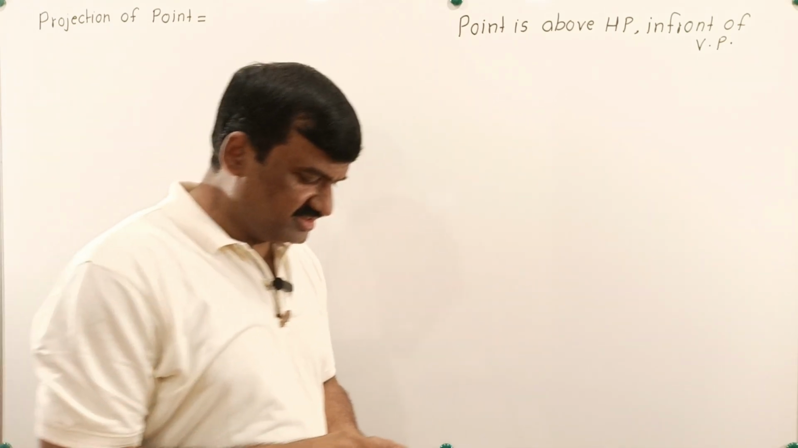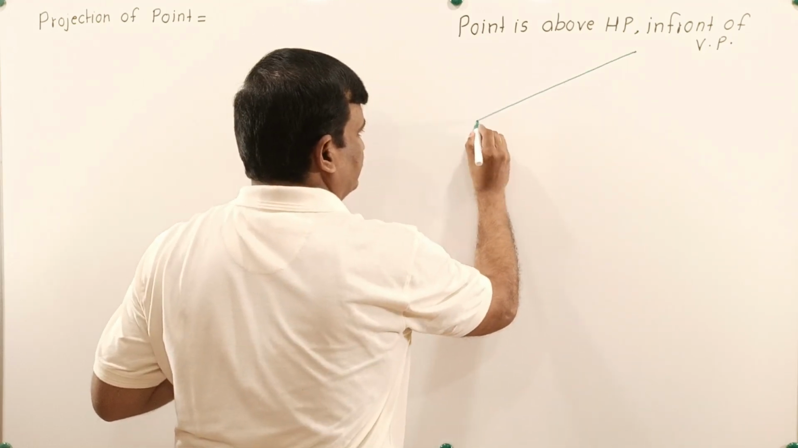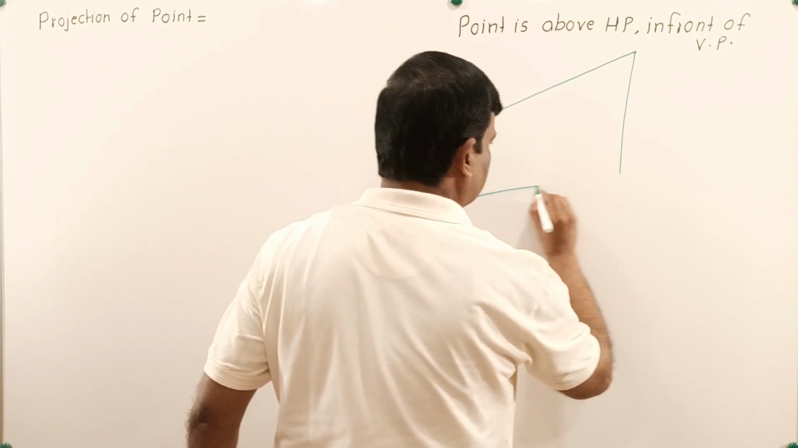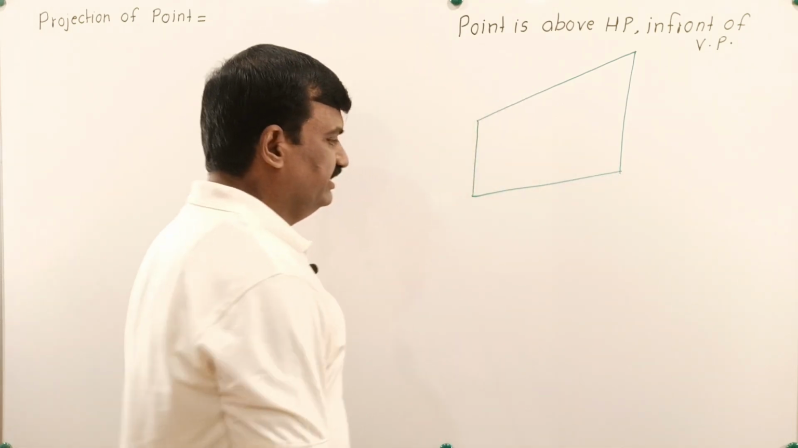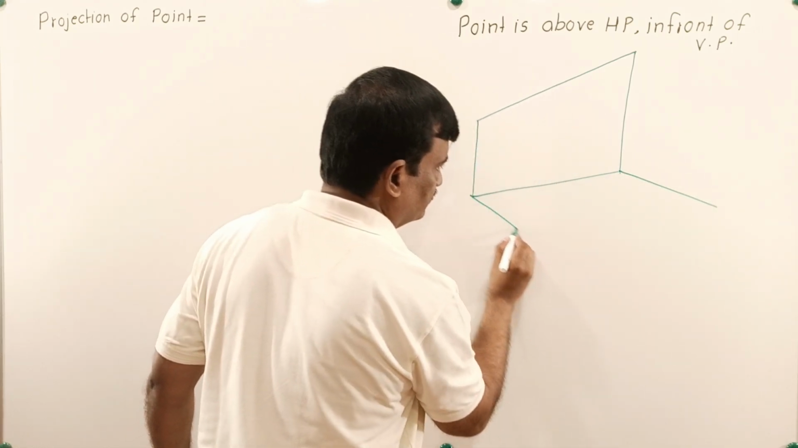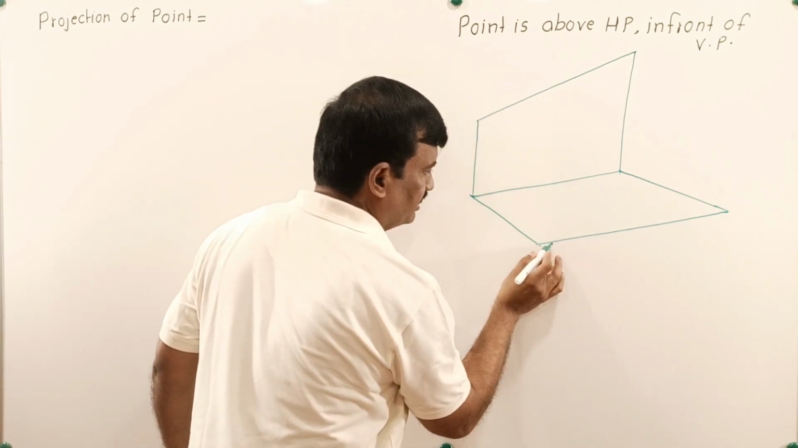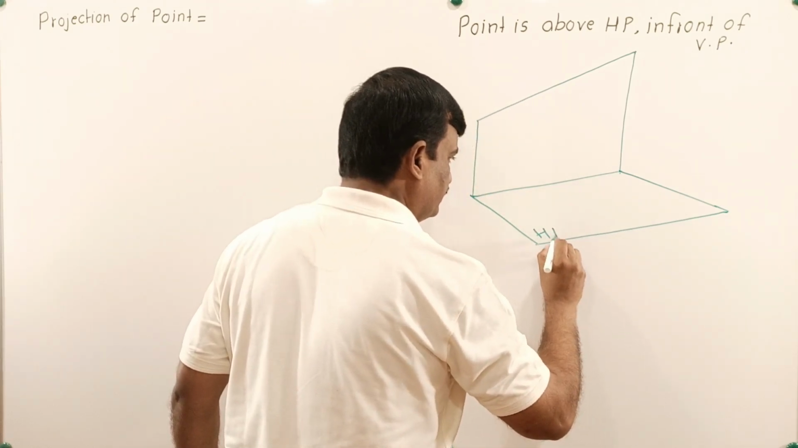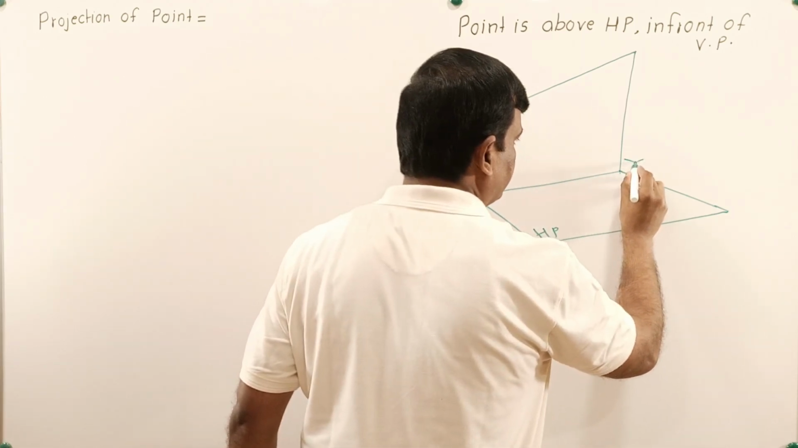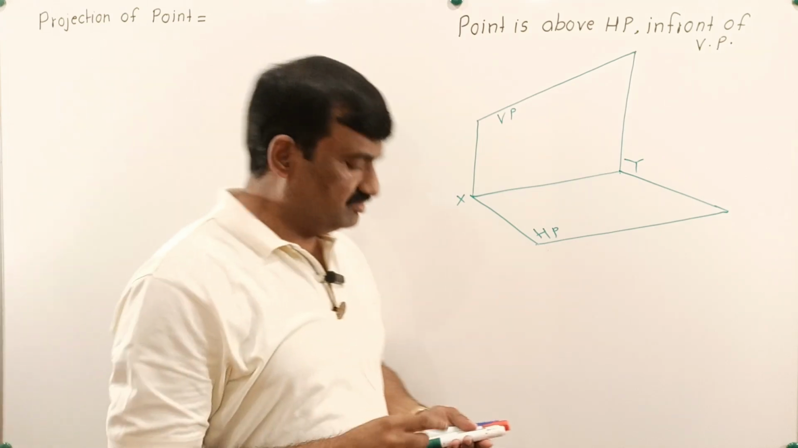Let's study on the board. This one is called the vertical plane. This is called the vertical plane because it is vertical, making an angle of 90 degrees with the ground. This is called the horizontal plane, and the angle between HP and VP is 90 degrees. So what is the angle between HP and VP? 90 degrees.